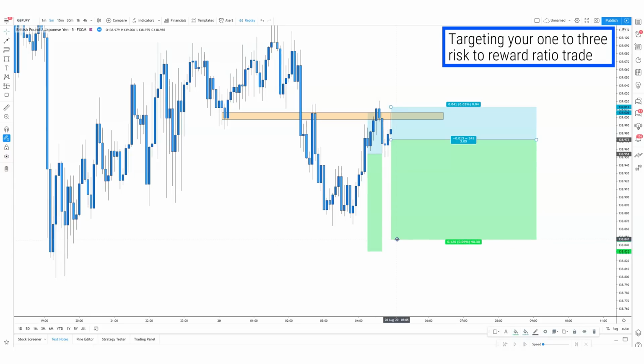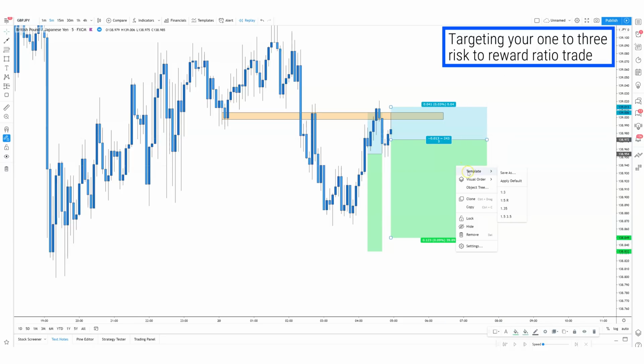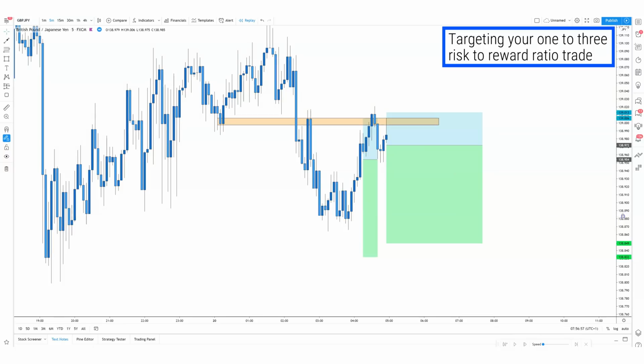Now, I personally go for 1-to-3 all the time, well, more often than not, should I say, because it's just a number that works very well with a break and retest strategy, especially using the lower time frames.